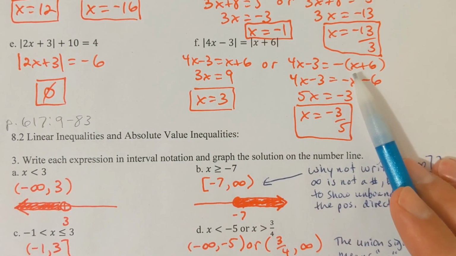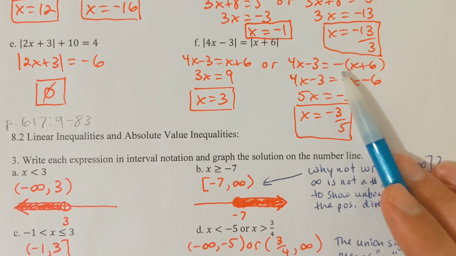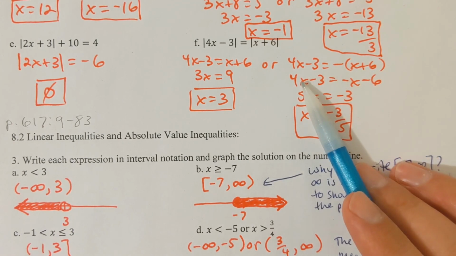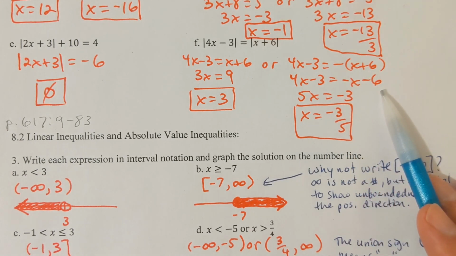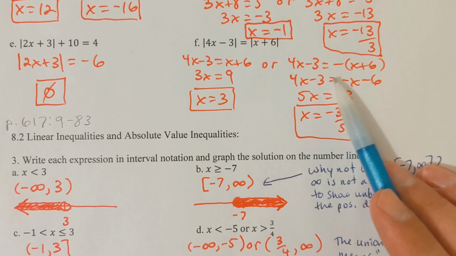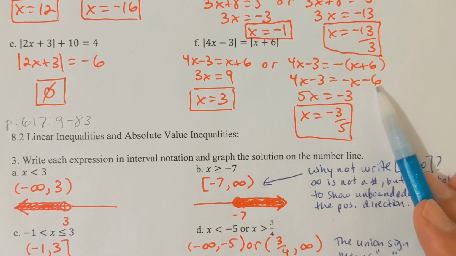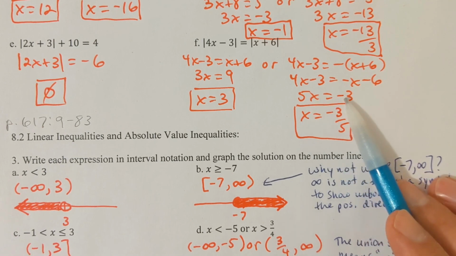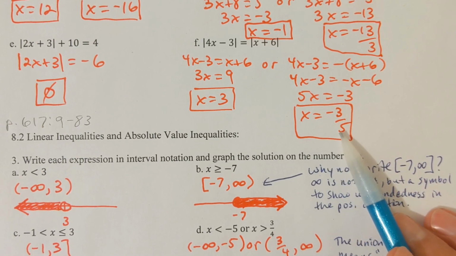And then over here, like I said, I'm going to distribute the negative into these two terms. I've done that. And then add x to both sides, and then add 3 to both sides. 4x plus x is 5x. And I'm also adding 3 to both sides. Negative 6 plus 3 is negative 3 on the right. Divide by 5, and so x equal negative 3/5 would be the other answer that we need.